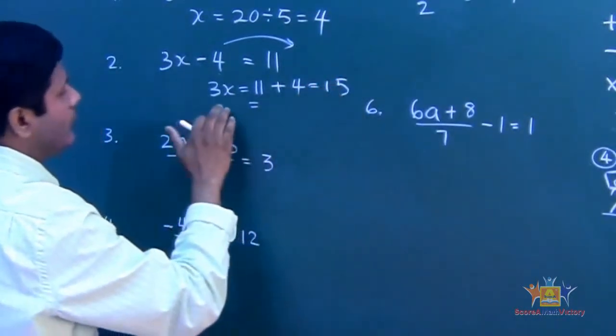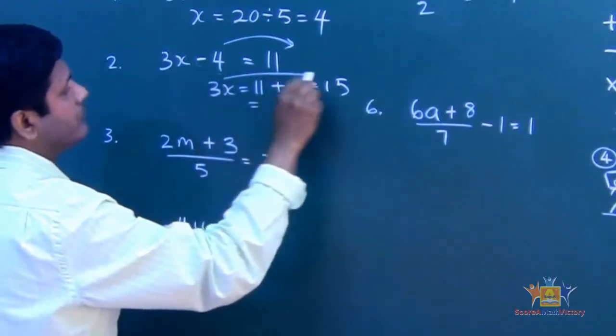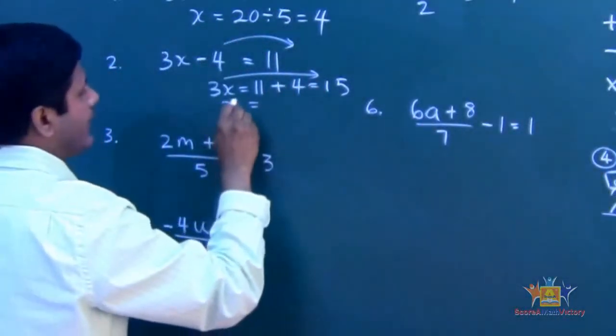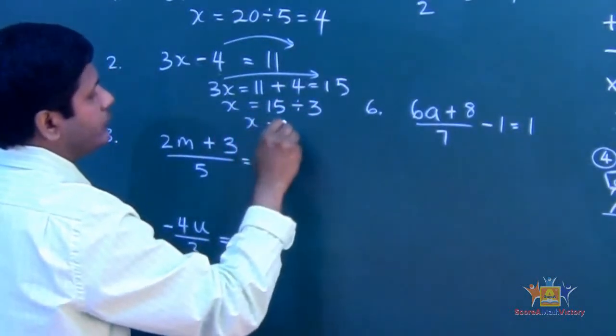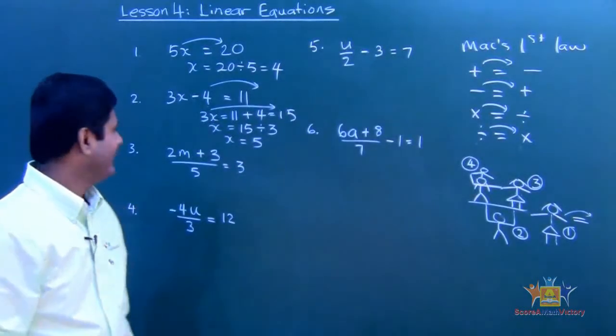So now we're looking for x. So who got to go? 3. What's 3 doing? Multiplying. So multiplication cross the bridge becomes division. So that becomes x equals 15 divided by 3. x equals 5. See that? Pretty easy, isn't it? Alright, let's do this one.